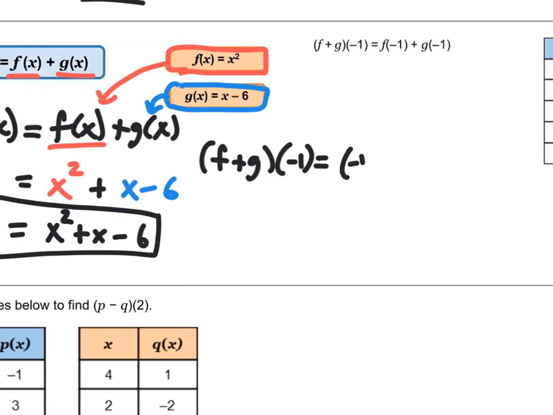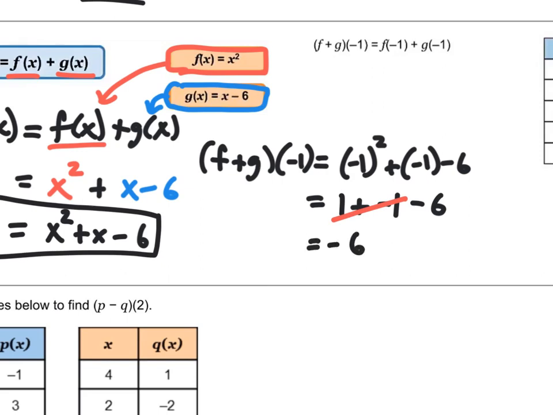I'm going to take -1 and square it, plus the quantity -1, and then minus 6. So -1 squared, -1 times -1, gives me a +1. And then plus -1, and then minus 6. When I take a look at this, I've got 1 plus -1. That cancels out and goes to 0. And then we're just left with -6. That's the answer that we're looking for.